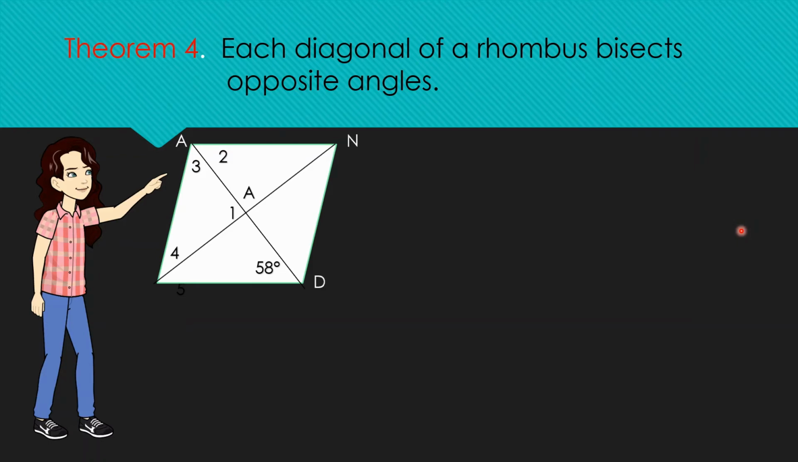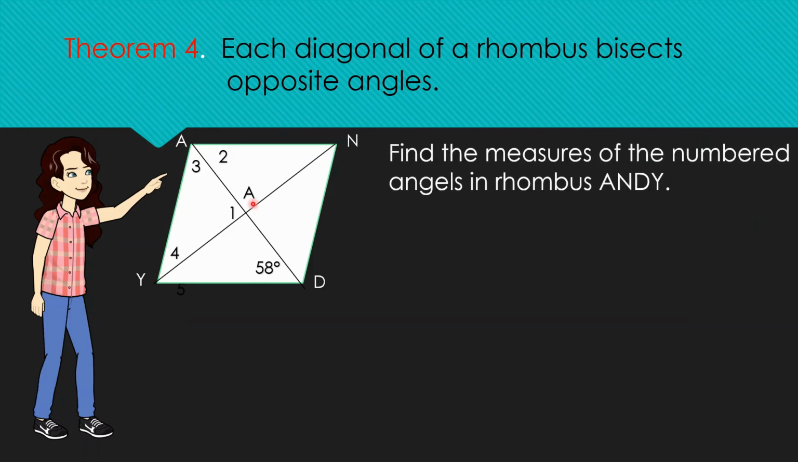So we have the rhombus ADY again, intersecting at A, then angle 1, angle 2, angle 3, angle 4, and the given is 58 degrees in this angle. Find the measures of the numbered angles in the rhombus. So we need to find the measures of angles 1 to 4, and our given is 58 degrees. What is the measure of angle 1? The measure of angle 1 is 90 because diagonals are perpendicular to each other. When we have perpendicular, we have a right angle, and that is 90 degrees.